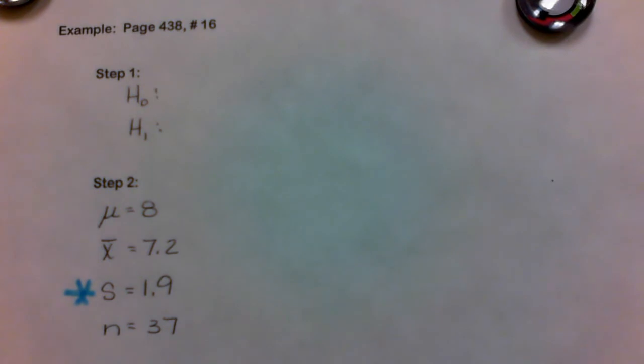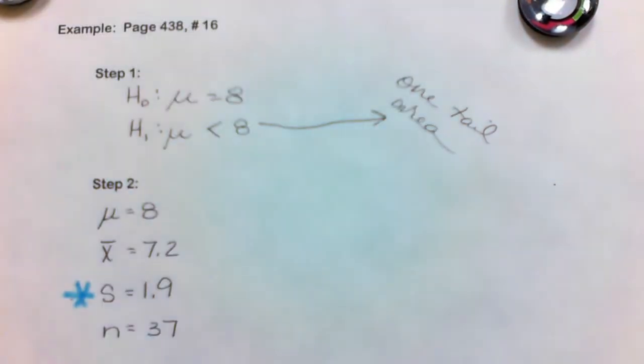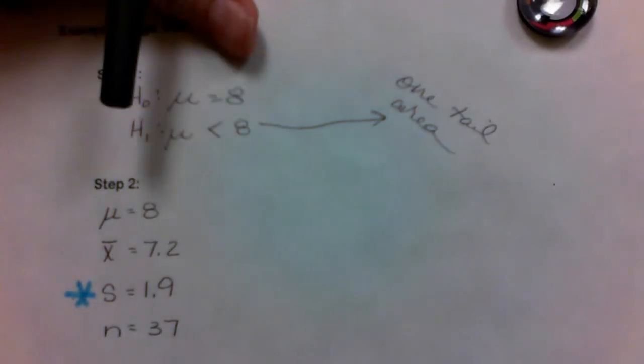So my alternate and my null, well, we already know mu is equal to 8. So this will be mu is equal to 8. And then it reads, does this information indicate that the mean level of arsenic in this well is less than? So mu is less than 8. Now, I'm not going to draw a bell curve because since I have S, this alternate of less than tells me to use one tail area. That's all I need to know in order to use the student's t-distribution.